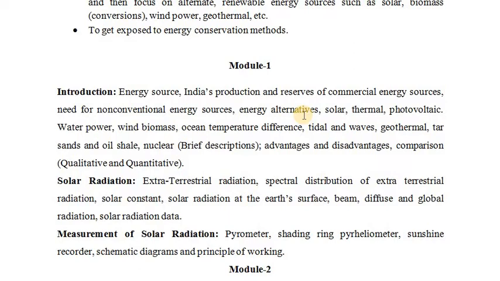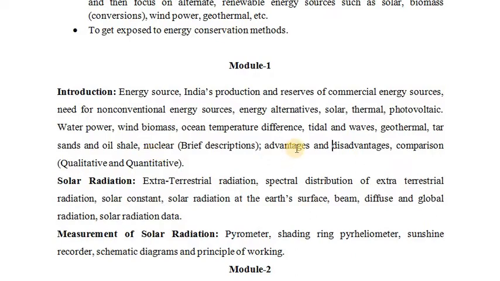The alternate energy sources are solar thermal energy, and photovoltaic. Photovoltaic means what? It converts solar energy into electrical energy. There is water power, hydraulic turbine, wind, biomass, ocean temperature difference, tidal waves, geothermal, so many things, mainly nuclear energy. These are some very important non-conventional alternate energy sources available in nature. We can make use of these energy sources and meet our required energy demand.